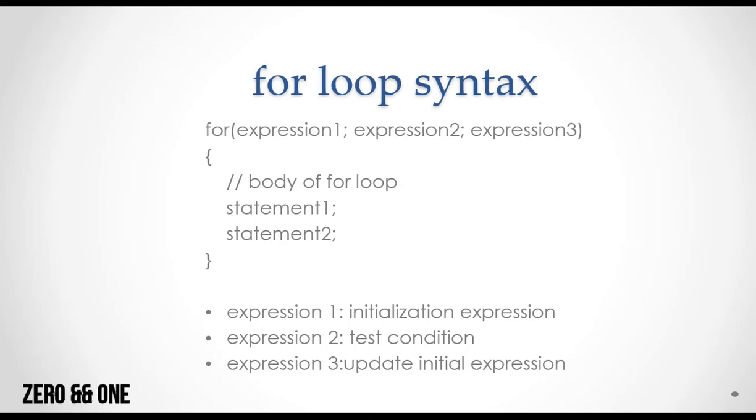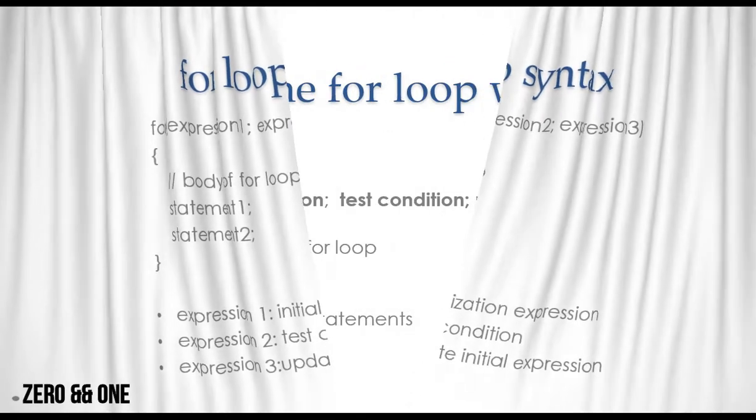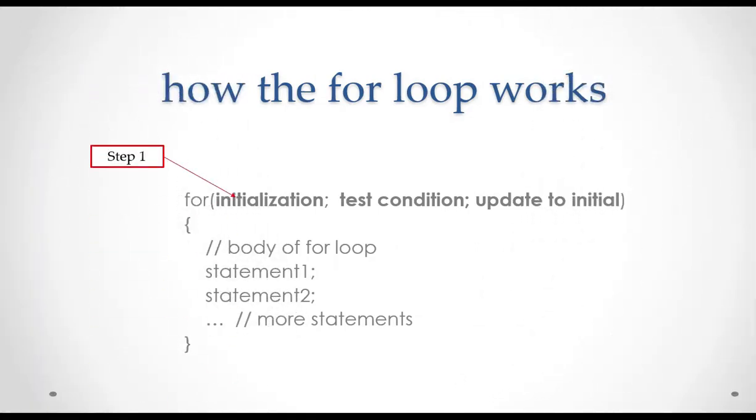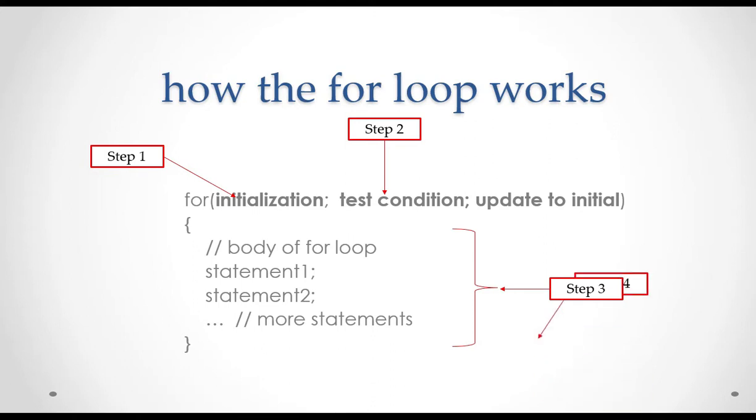Let us have a look at how the for loop works. Step 1 is the initialization. Step 2 is the evaluation of the test condition. If the test condition is true, we shall go to step 3, and that is running the body of the for loop. After running the body of the for loop, we shall go ahead to update the initial expression.